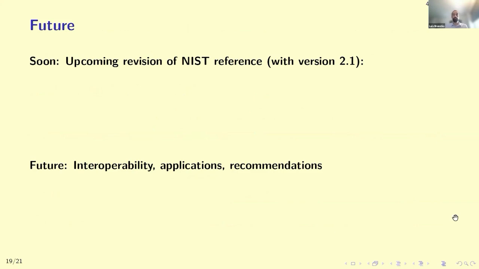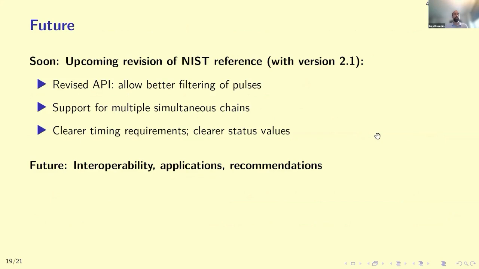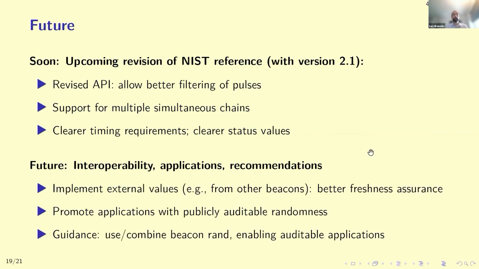Okay, very shortly, to start wrapping up. In the future, very soon, we hope to publish the upcoming revision of the NIST reference, which will contain version 2.1. And there are some considerations of things that we could promote in the future. For the upcoming revision, we have a revised API. In particular, it will allow better filtering of pulses. We want to support multiple simultaneous chains. And we also have clearer requirements, such as related to timing and some aspects of the status values that we also specify.